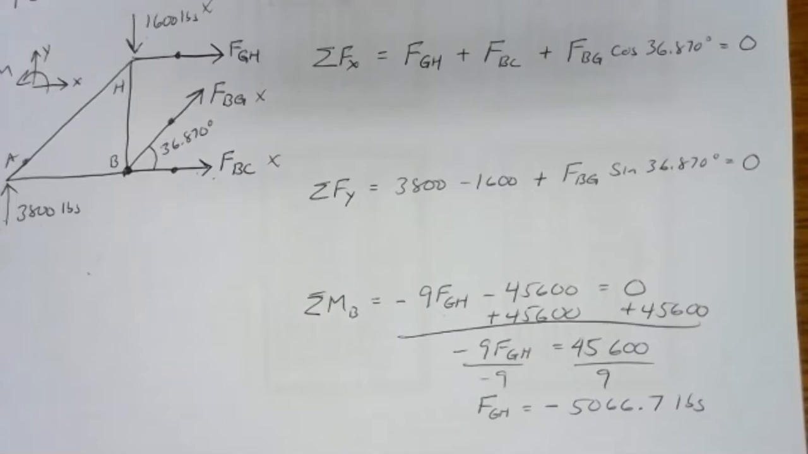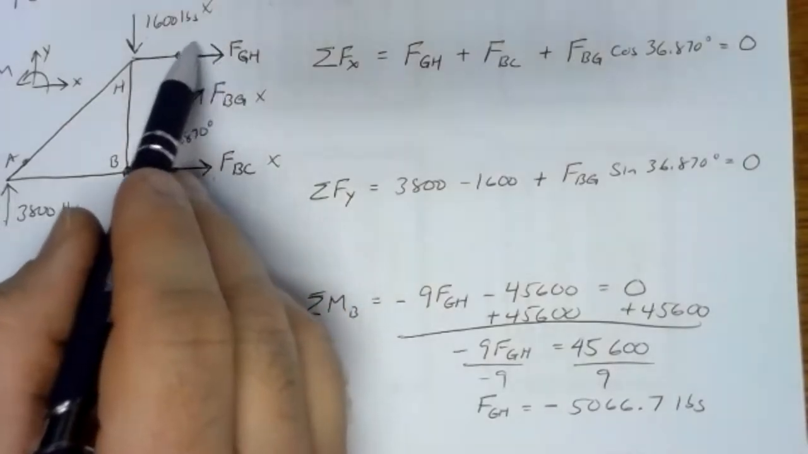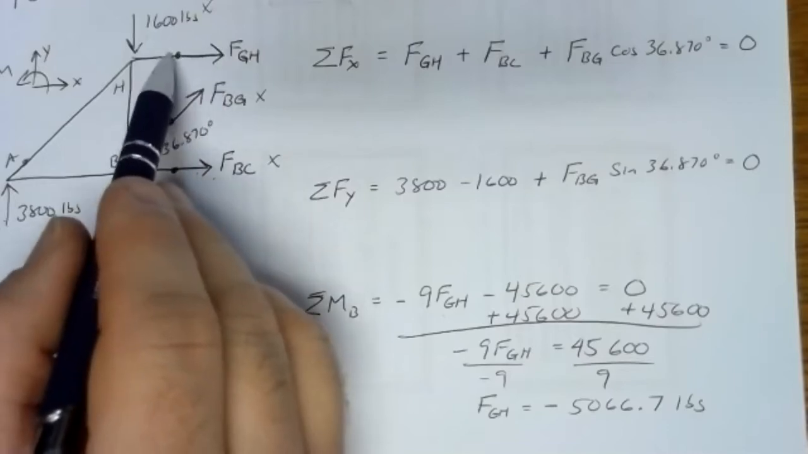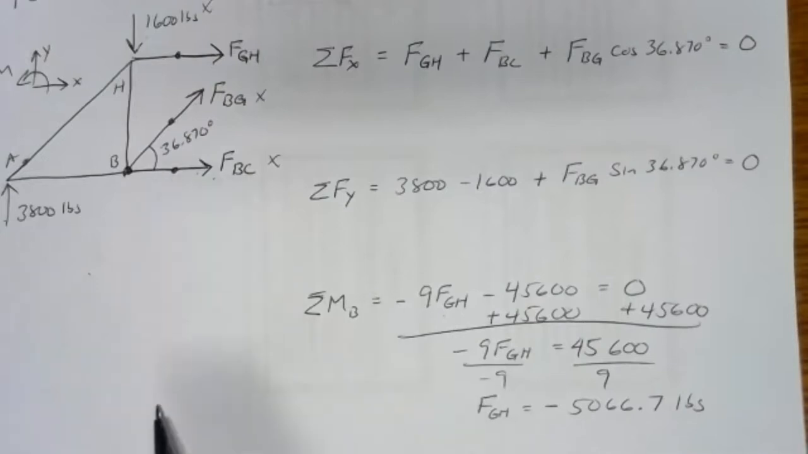So what's that telling us? If we look at the top, we had assumed tension in member GH, but the math tells us that assumption was wrong. If I wanted to be fully correct about it, I should have drawn FGH pushing in. It's telling us that member GH is not in tension, member GH is in compression. Positive answers mean tension, negative answers mean compression. So member GH is in compression.